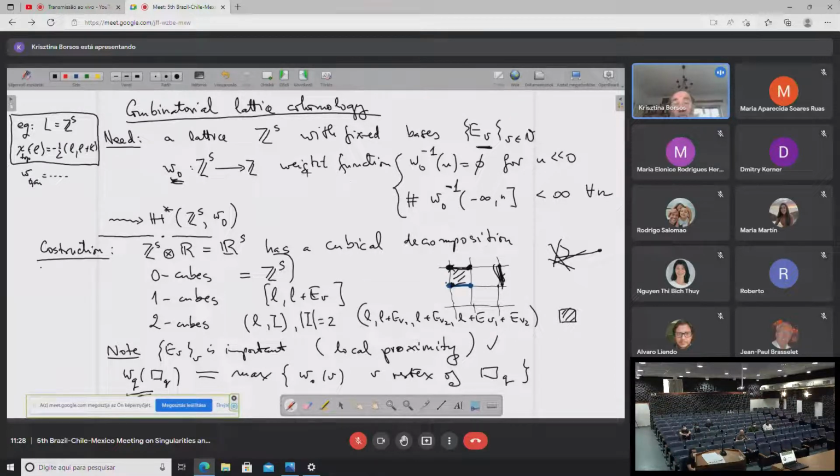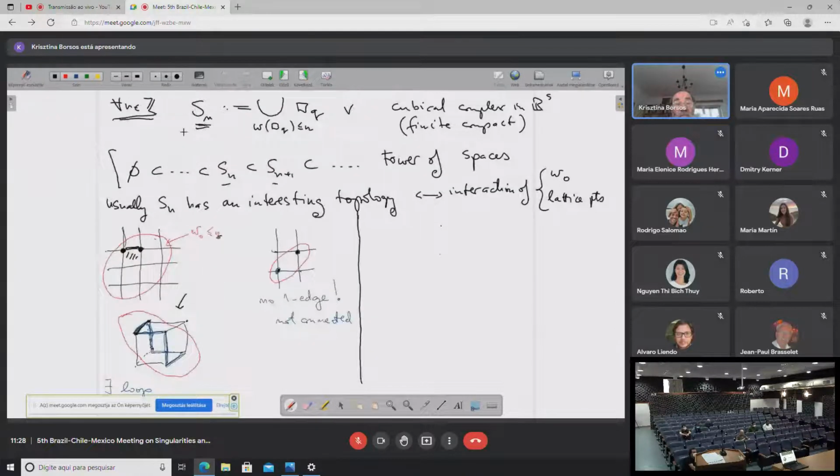And if we have this, then for each integer n, we consider a topological space Sn, that is a cubical complex. That is the union of all the cubes such that the weight of the cube is less or equal to n. So what is the meaning of this? For example, if the real weight function is a positive quadratic function, then we have the levels as ellipsoids. We consider, corresponding to n, the levels at the ellipsoid.